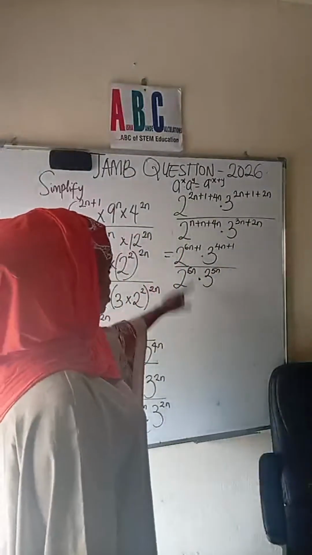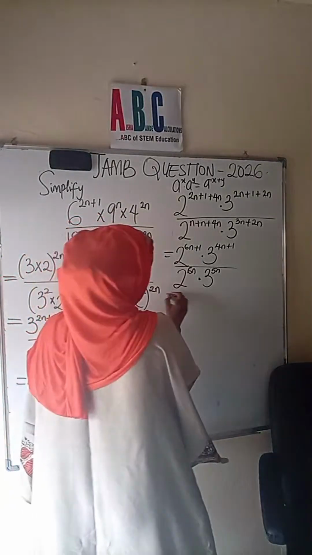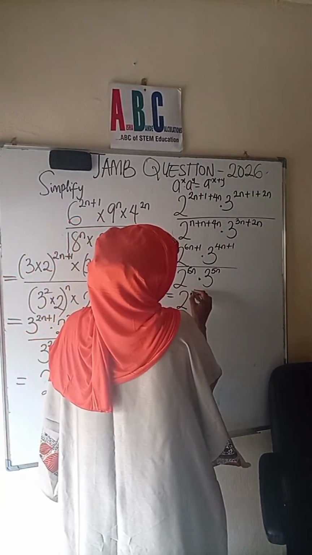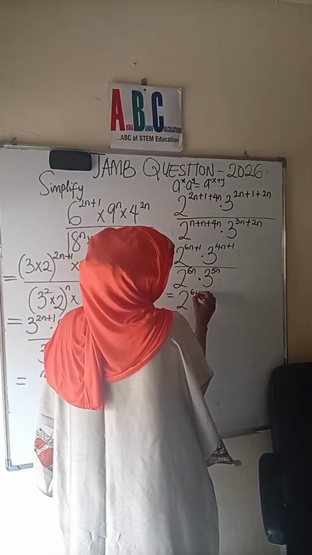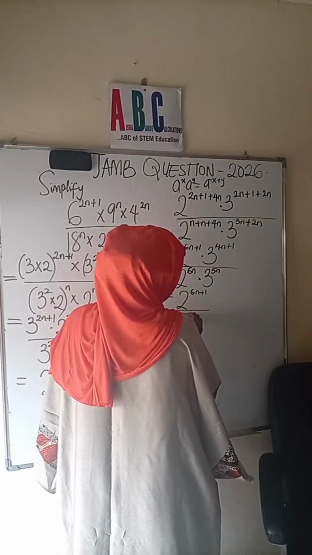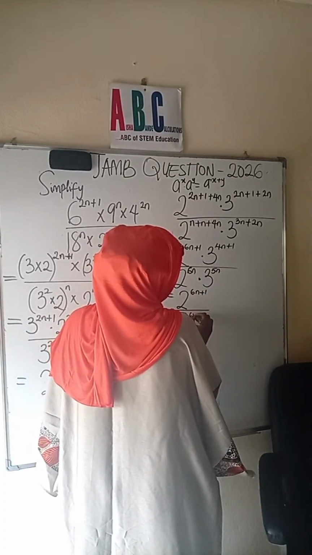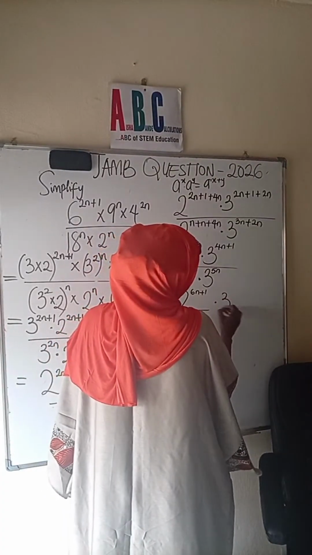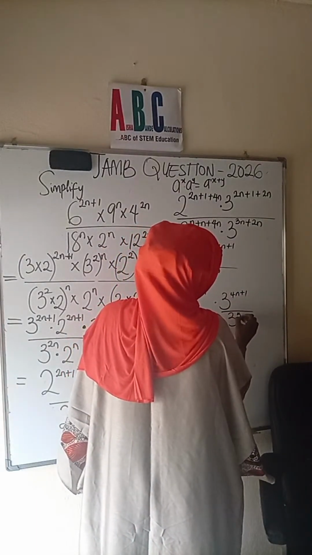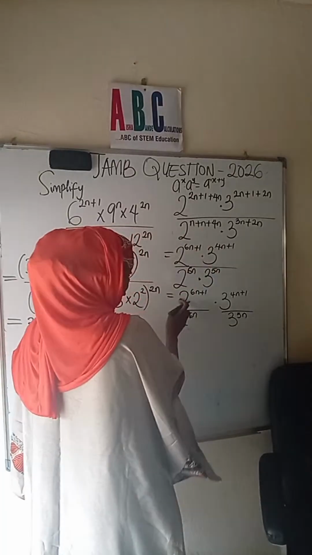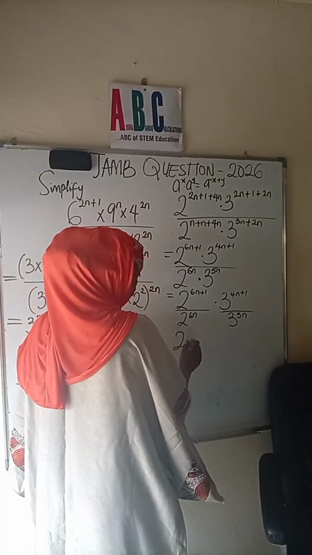So this is simplified. So this can also be written as 2 to the power of 6n plus 1 divided by 2 to the power of 6n, times 3 to the power of 4n plus 1 over 3 to the power of 5n, right? So now these bases are equal. We pick one of them, we pick the 2.